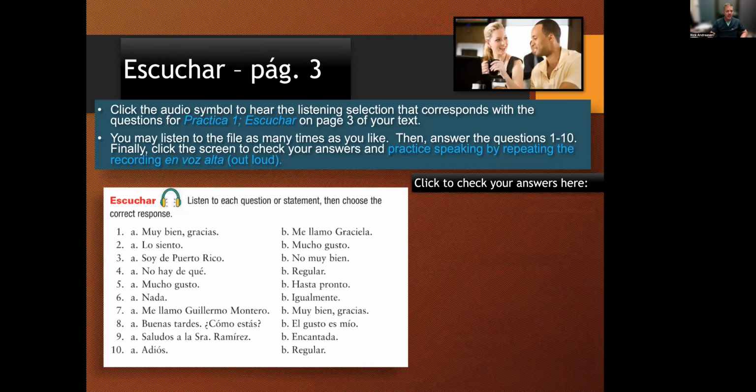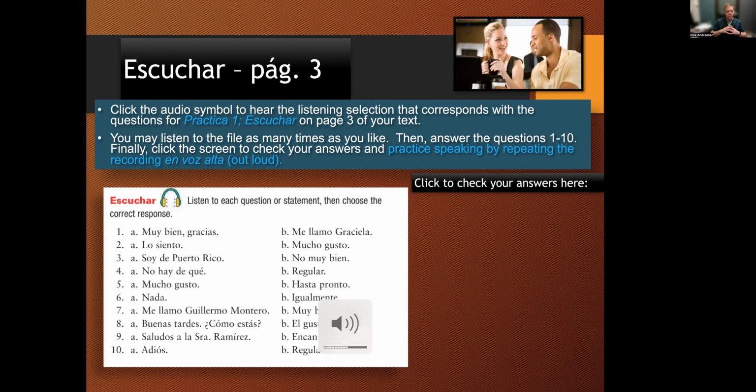Okay, same thing. Now in this case, the audio recording is going to give you the first part of this phrase, and then you're going to choose whether the correct response is in A or B. Lección 1. Contextos. Práctica. 1. Escuchar. Listen to each question or statement, then choose the correct response.